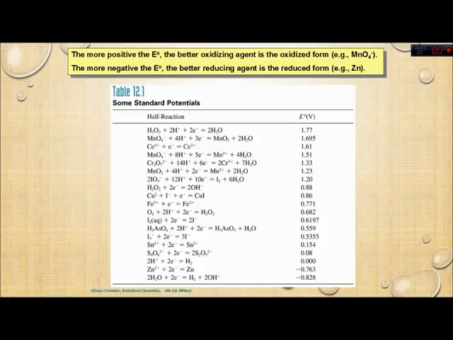It is present in the reduced form, that is zinc, that is the negative part. Negative EMF shows it is a good reducing agent. Here also you can see, going from top to bottom, MnO4 minus has an E value of 1.695, and similarly zinc has a value of minus 0.7628. So zinc is a better reducing agent and MnO4 minus is a strong oxidizing agent.